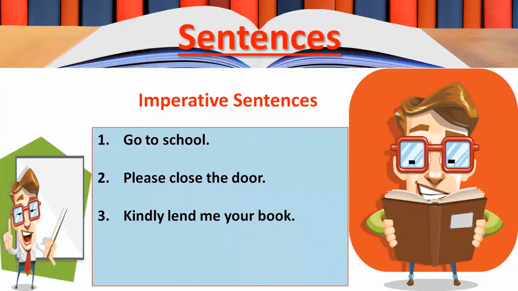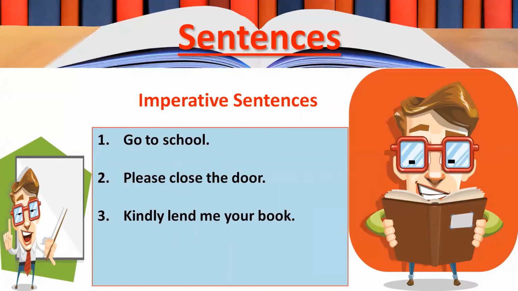Let us look at these examples. Go to school. Did you notice the sentence? Go to school. Here, is there any subject? No, it is not there. Which is the verb here? Go. But there is nothing before that. So, go to school. Here, the subject is understood, that it is an order. If it is an order, it is given to the person who is standing in front of you. So, the subject is you here.